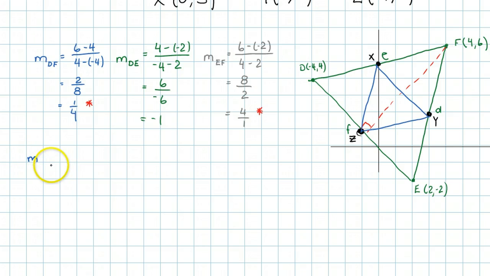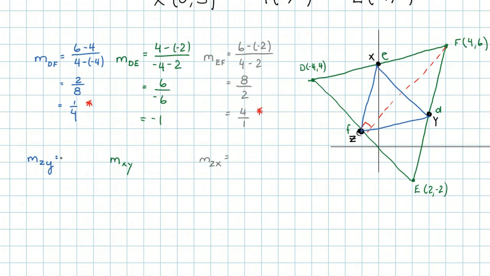We want the slope of ZY, and I'm writing these out specifically. You'll see why in a second. I want the slope of XY, and I want the slope of ZX. Let's get our colors right. So I was a little slow there, and you'll see why that was in a second.